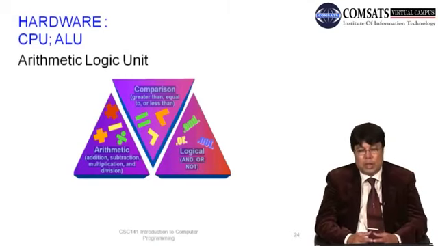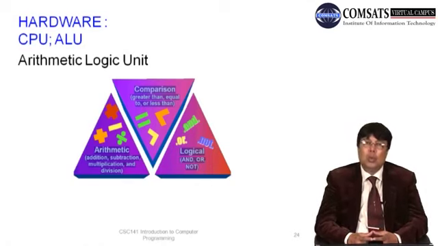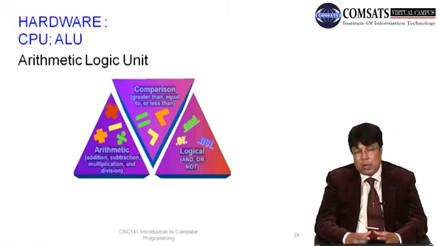For example, the modulus operation or the integer remainder. But the prime job is plus, minus, division, and multiplication. Then comparison: you can compare 2 quantities, whether they are equal or not equal. The quantity A and quantity B are equal, or A is greater than B or A is less than B. These are the equality functions used for comparison. This is also done by the arithmetic logic unit.